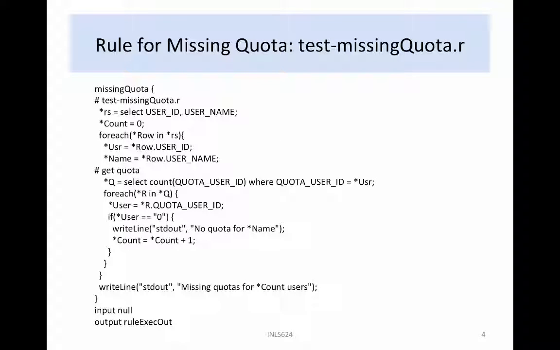A rule is available at LifeLive Zone Home RW More Rules Test-Missing Quota.R to locate accounts for which a quota has not been set. The rule is shown here. The rule creates a query to get all usernames and user IDs and loops over the accounts. For each account, a query is made to count the number of times the quota user ID is set. If the result is 0, an account has not been created for the user. All users with missing accounts are listed in standard out.